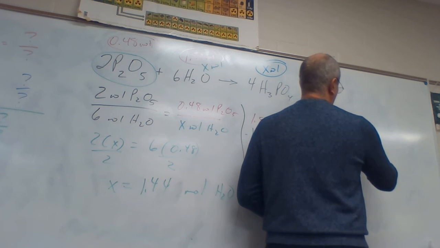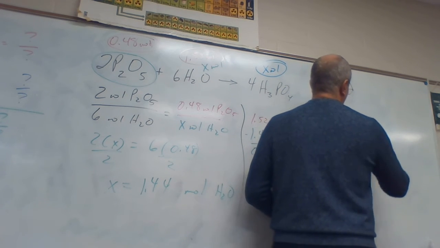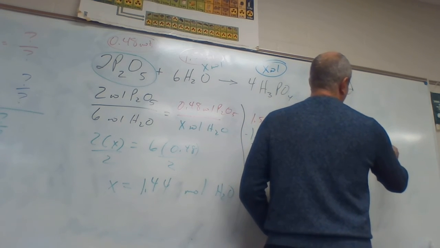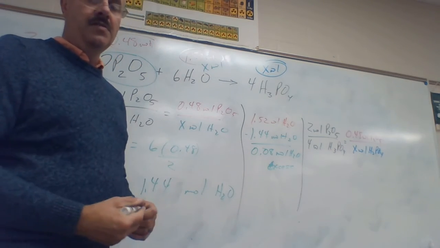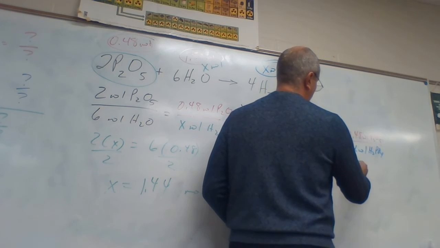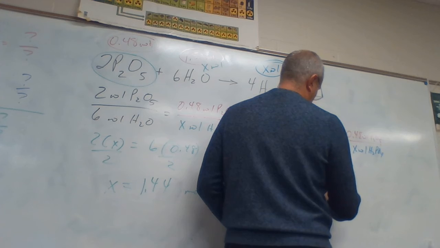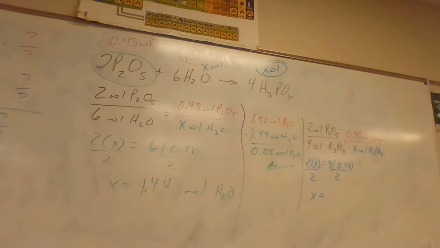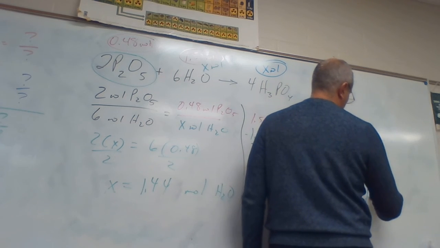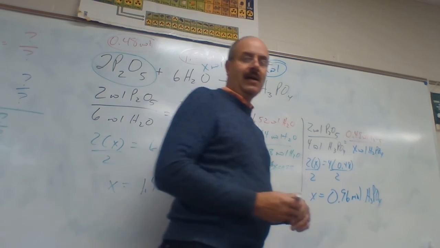Then we have 0.48 moles of P2O5, and we want to know X moles of H3PO4 that'll make. All right, so from there, cross multiply. 2 times X equals 4 times 0.48. Divide by 2, divide by 2. And X is going to equal the number that I looked at. Oh, there goes my live. Hold on. Here's the number that I accidentally wrote down last time: 0.96. And that's moles of H3PO4. So that's how much product I'm going to make.